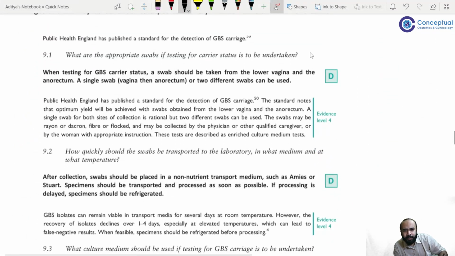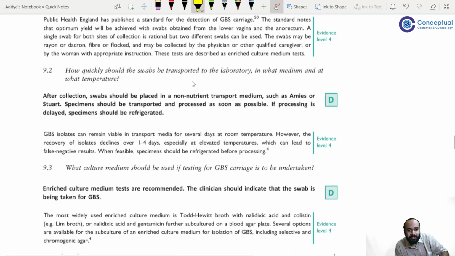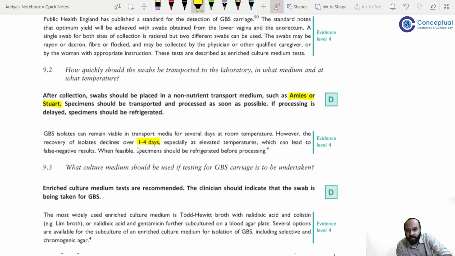So what are the appropriate swabs that have to be taken for this? I've already mentioned that vaginal and then anorectal swabs have to be taken. Obviously, you can do it the other way around. So anorectal swab is ideal. How do you transport it? It has to be transported in Amies or Stuart's medium. Test it within 1 to 4 days, preferably within 24 hours, because after that the chances of isolating GBS reduce significantly.